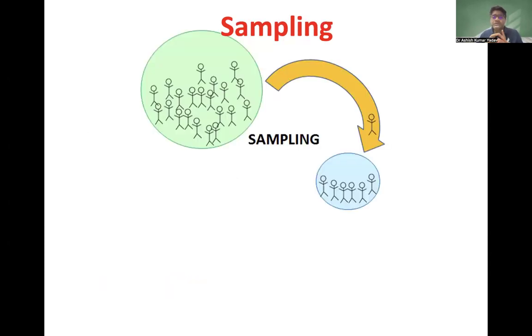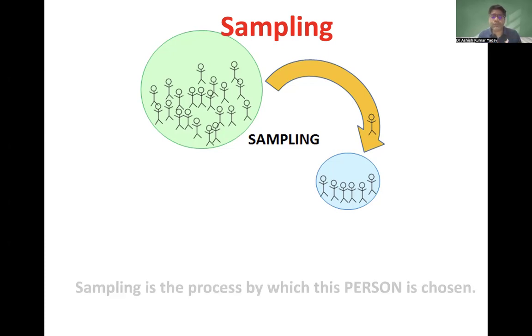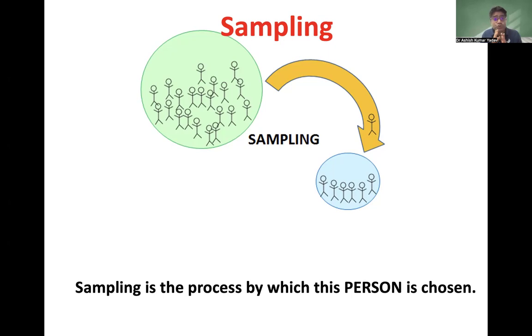Now, what is sampling? Sampling is a technique with the help of which an individual or a study unit is being sampled out from a larger body to form a small subsample, which we are representing as a sampling. So sampling is a process by which this person is chosen.